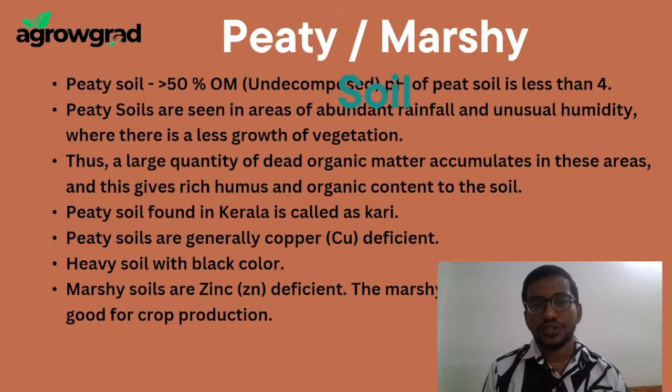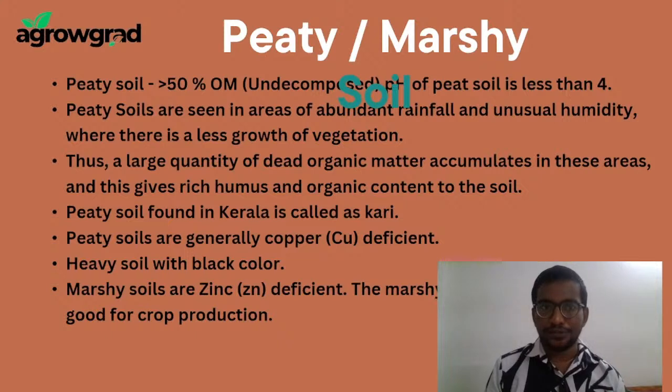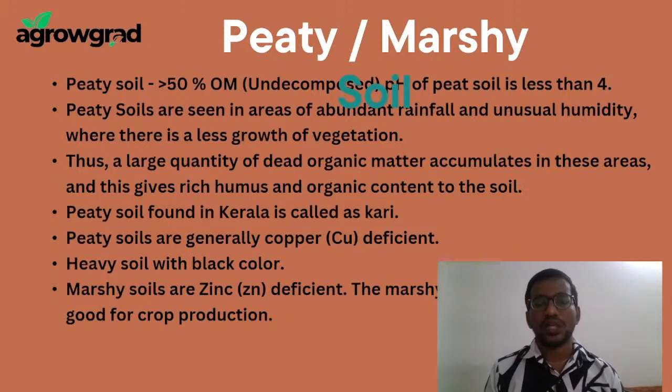And peaty or marshy soil. Peaty soil has more than 50% undecomposed organic material. The pH is less than 4 also. We can easily see this kind of soil in areas of abundant rainfall and high humidity, where there is less growth of vegetation. A large quantity of dead organic matter accumulates in these areas, giving rich humus and organic content to the soil.